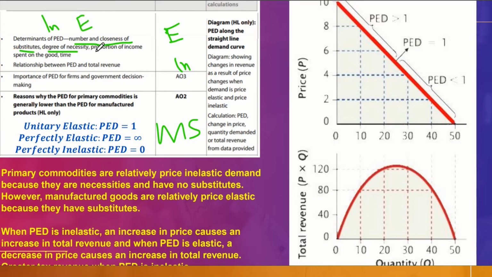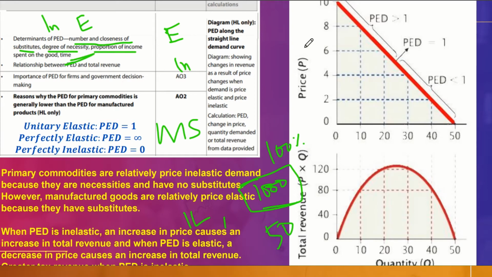And the proportion of income spent on that good. See, for example, you are earning 1 lakh rupees per month, and you are spending just $1,000 on a product, which means you are spending a very small proportion. So in that case, even if the price of the product increases by 50% or 100%, you will not bother about consuming that product because it is a very small proportion, right? So a less proportion spent on the good means elastic, and a more proportion spent on the good means inelastic. Then the next one is time.